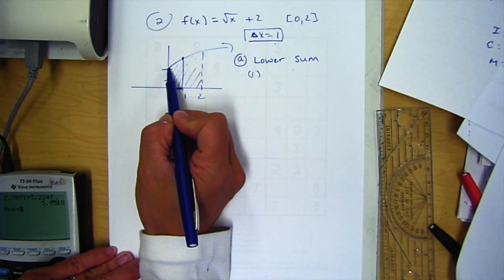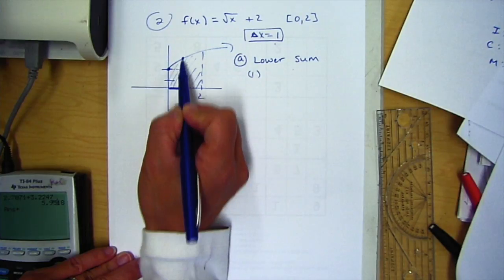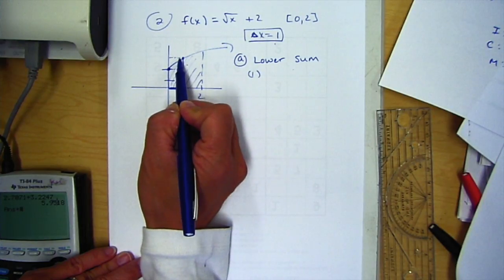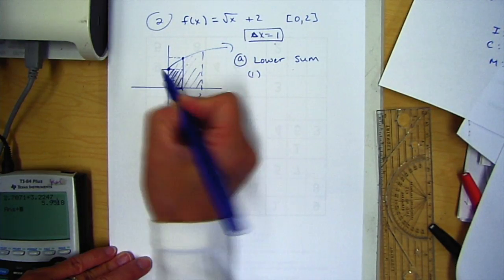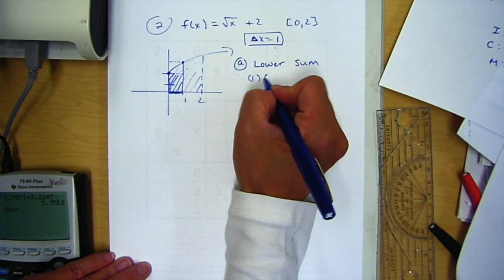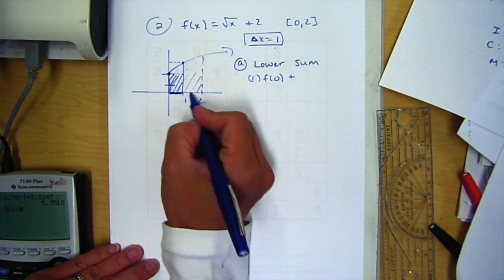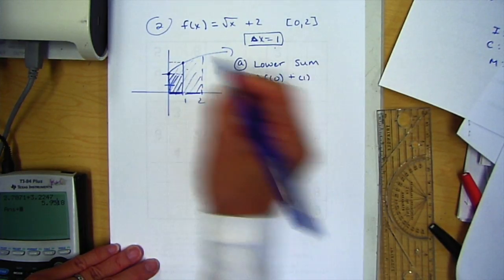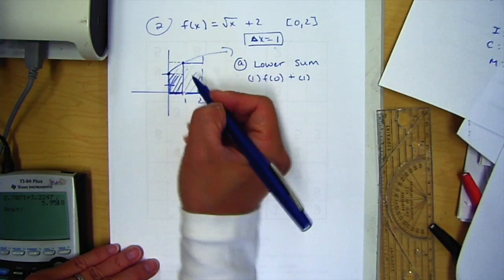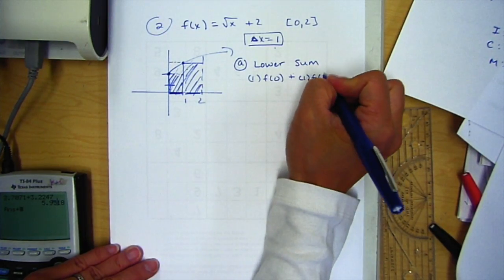If I hit it on the left and go straight across, notice the rectangle is under. If I go across here, the rectangle is over. So I want to use this as my first type. So the height of the first rectangle is f of 0, which in this case is actually 2. The next one, width is still 1. Again, if I want to be under, I need to go across this way. There's my next rectangle. The height of that rectangle is f of 1.